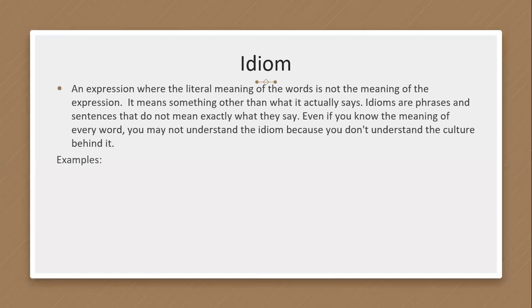Here are some examples that you can try to find the meaning behind this idiom. It's raining cats and dogs. Of course, if we try to translate it word per word, it doesn't make sense, right? But it has another meaning. It's not literally raining cats and dogs.